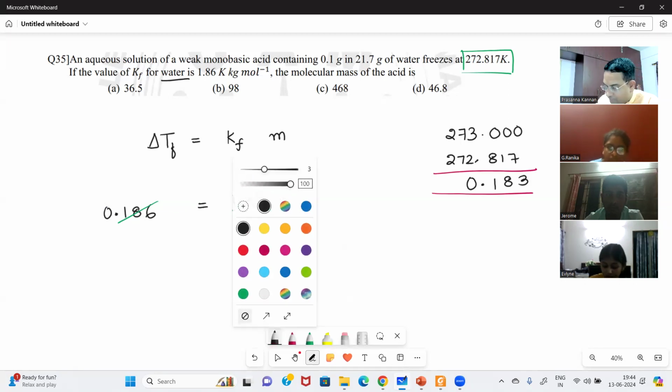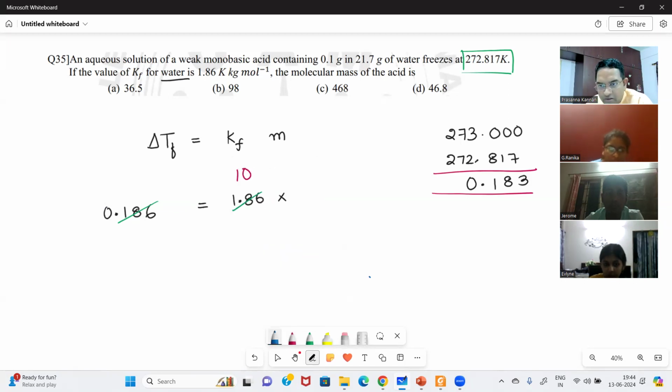What is molality, Jerome? Number of moles of solute divided by mass of solvent in kg, sir. Correct. So what is the formula for number of moles? Given weight divided by molecular mass, sir. What is the given weight here? 0.1 grams, sir. And molecular mass, we don't know, right, Jerome? So 0.1 divided by molecular mass, which we don't know. Let's keep it like this.